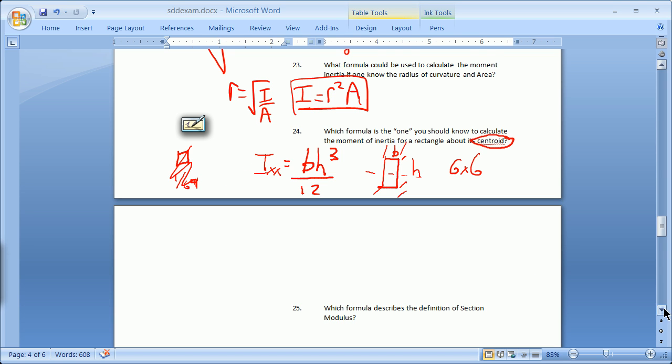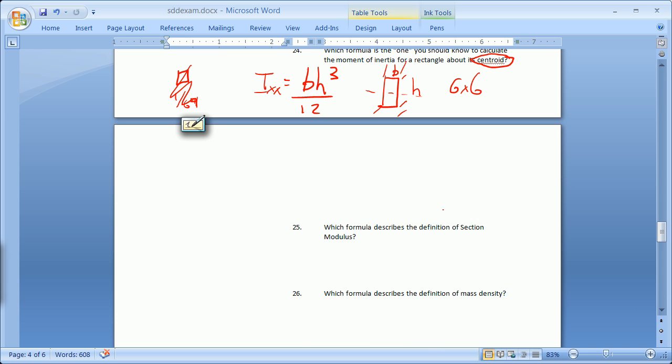So, 25. What formula describes the definition of section modulus? S equals the moment of inertia divided by the half depth of the beam.